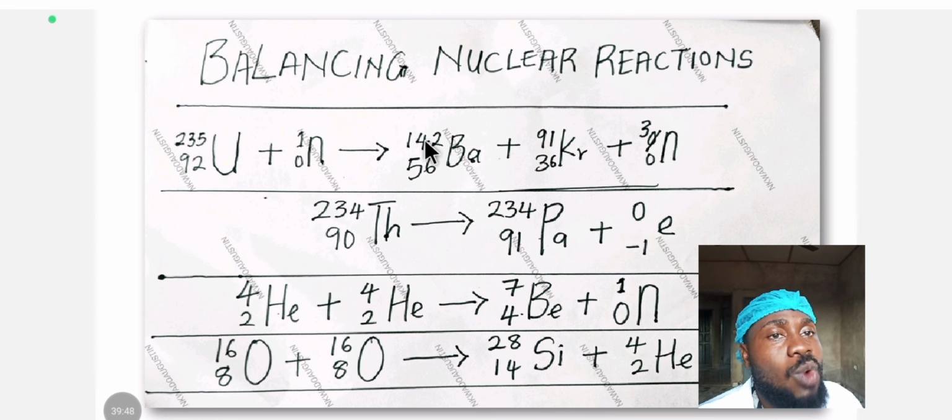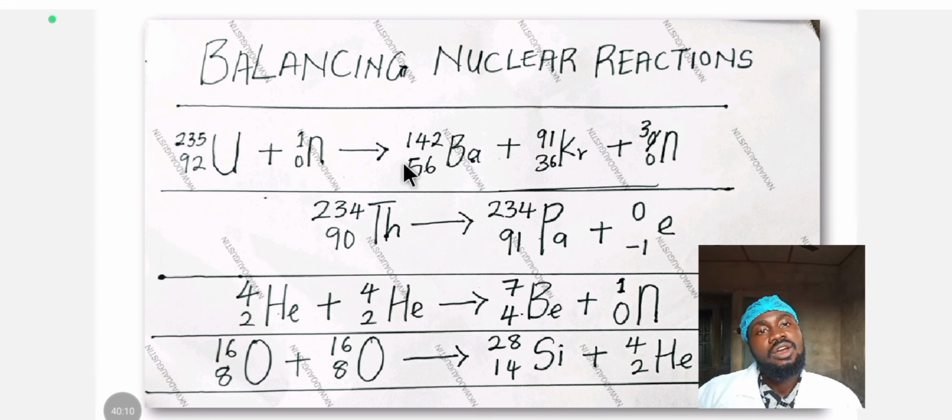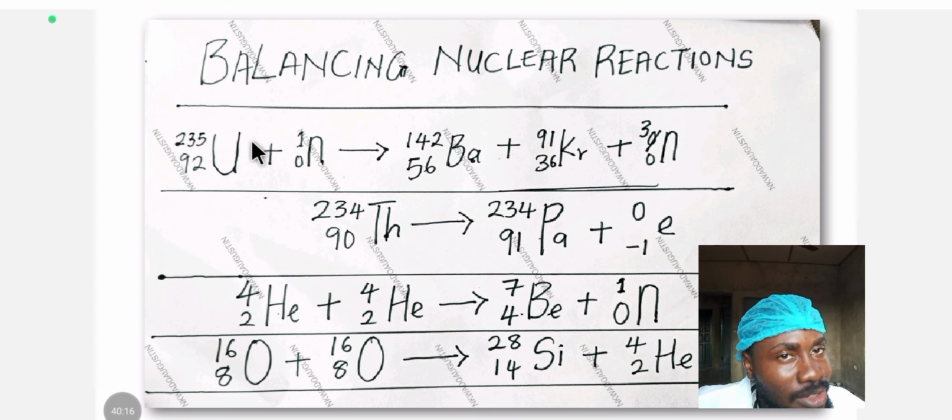So from here we have 142 as mass number. We have 91 as mass number. When you add 142 to 91, you are going to get 233. Is it balanced? No, it's not balanced. We have 236 here and we are getting 233 here after adding the two mass numbers. So let's leave this one first. We know that it's remaining 3 to balance here.